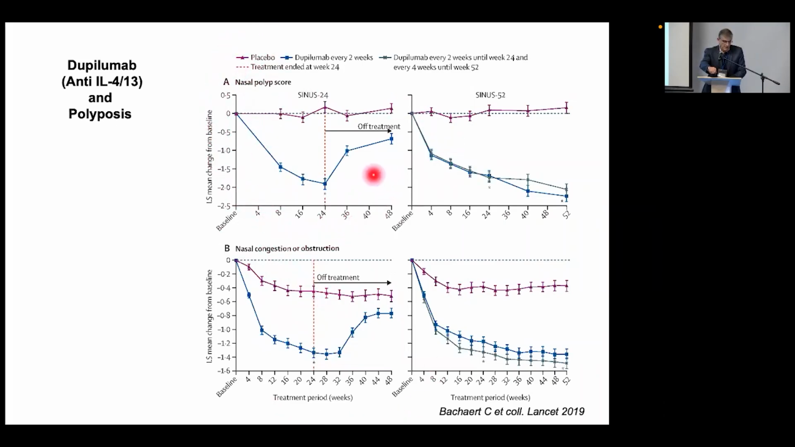They look at these results, and then they stop the treatment, and you have an increase of the nasal polyp score, and also you have the decrease in the two studies, SINUS-24 and SINUS-52. So it's 1 year. And the congestion is exactly the same. You have the decrease and then an increase.